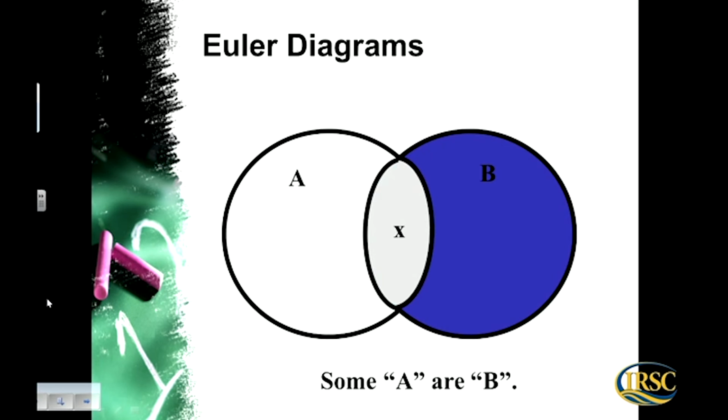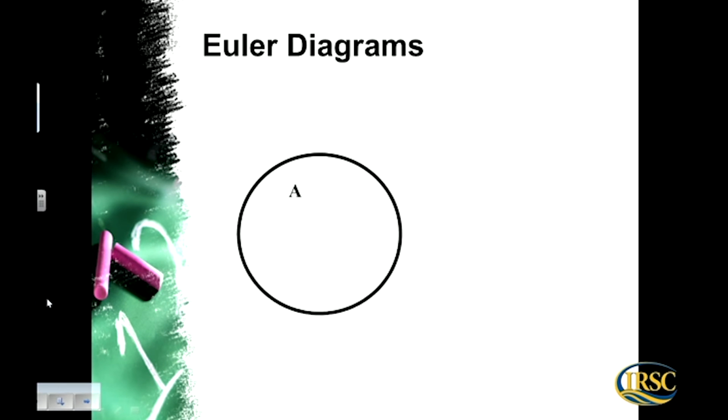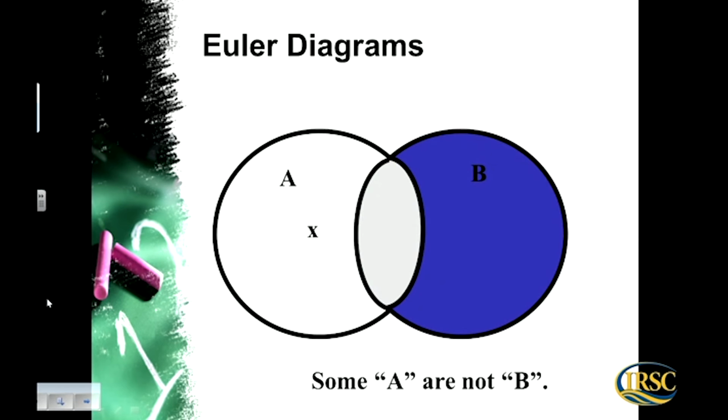This would be some A are B, and we're talking about the intersection. So some A means you're talking about that part in the intersection. And the last possibility is that you have some A are not B. So notice we're focused on the other area of the overlapping circles. So some A are not B. So it's that portion that doesn't intersect with B. Yeah, the other one had an X in the gray section.